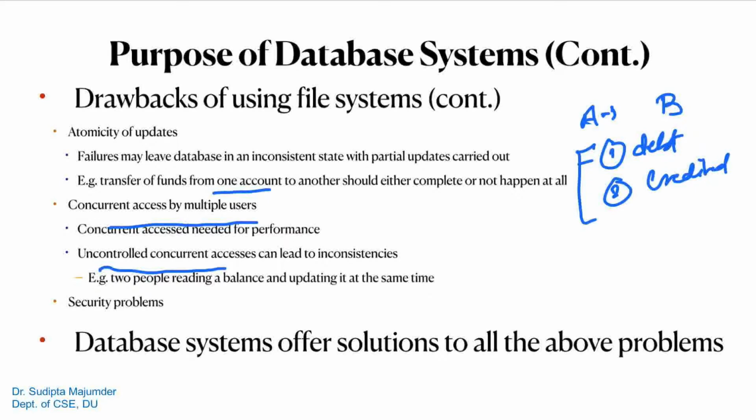Now, an example is given. If two persons are reading a balance and updating it at the same time, then it may cause an inconsistent state. So there must be a mechanism: when multiple persons or any person is reading the balance, during that time the updating process shouldn't be carried out.